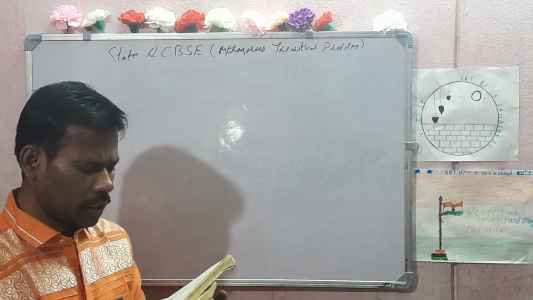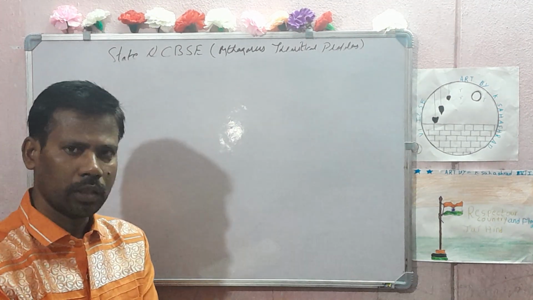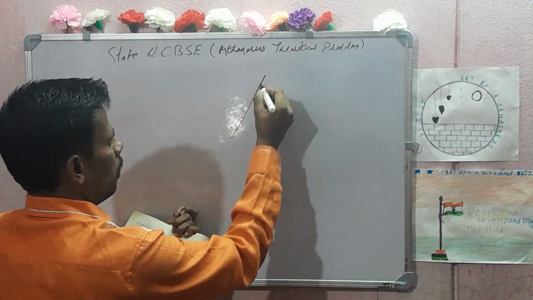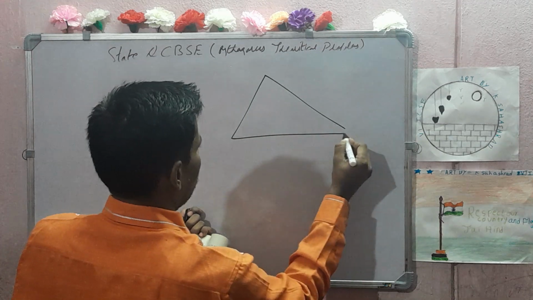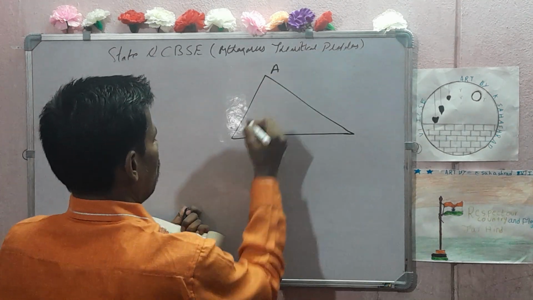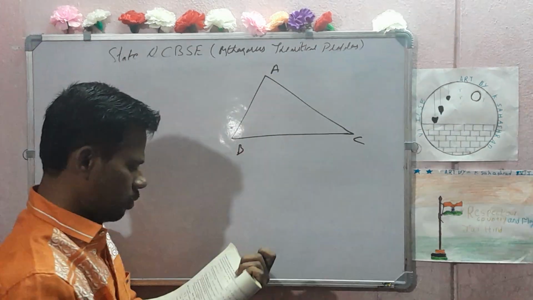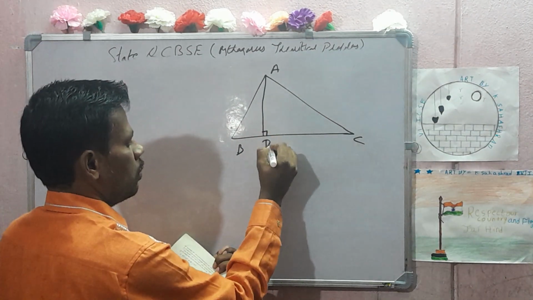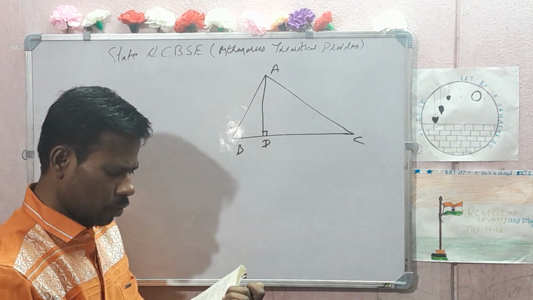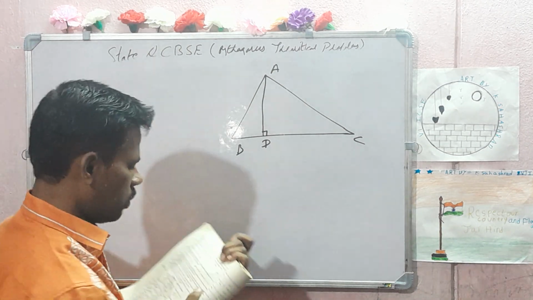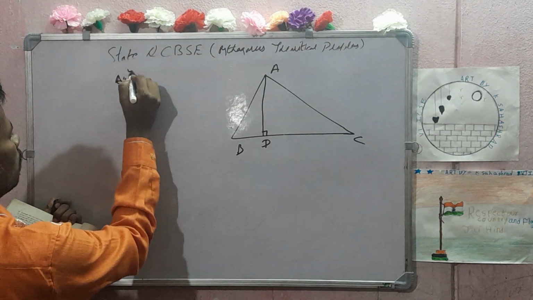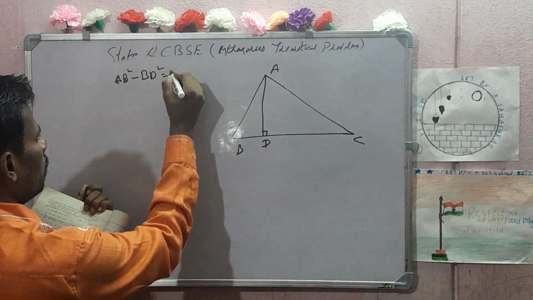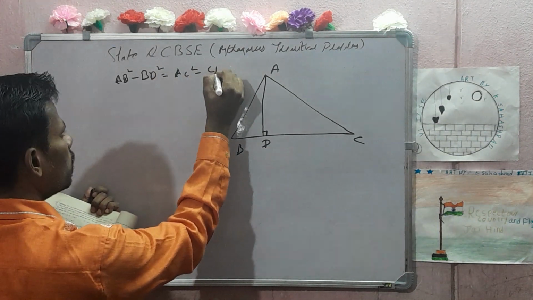In a triangle ABC, AD is drawn perpendicular to BC. This is objective type question, very simple. In a triangle ABC, AD is drawn perpendicular to BC. Prove that AB square minus BD square is equal to AC square minus CD square.